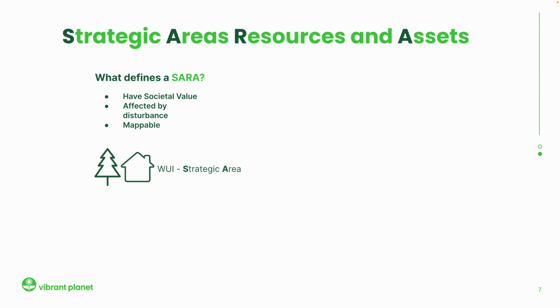To bring in a little more detail to it, and really define the acronym SARA here, we have things like WUI areas that I mentioned that we saw in green. WUI, and that's the SA in SARA. It's a strategic area. We have resources like an aspen stand, classic example in the Truckee area. And of course, we have assets like our primary residential structures.